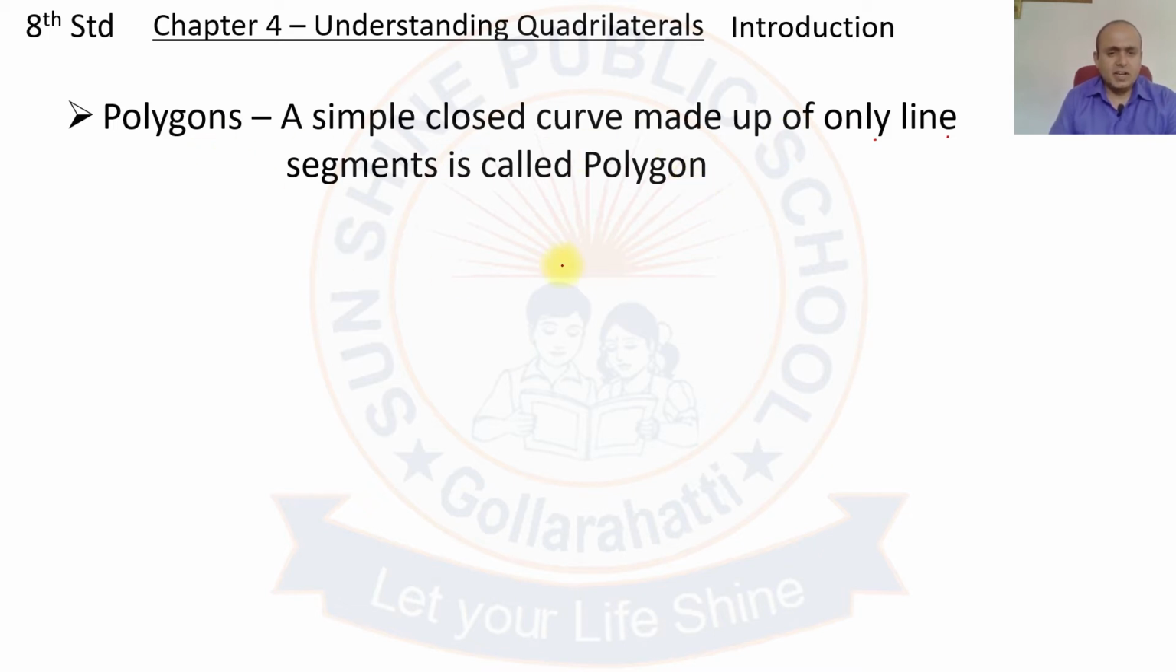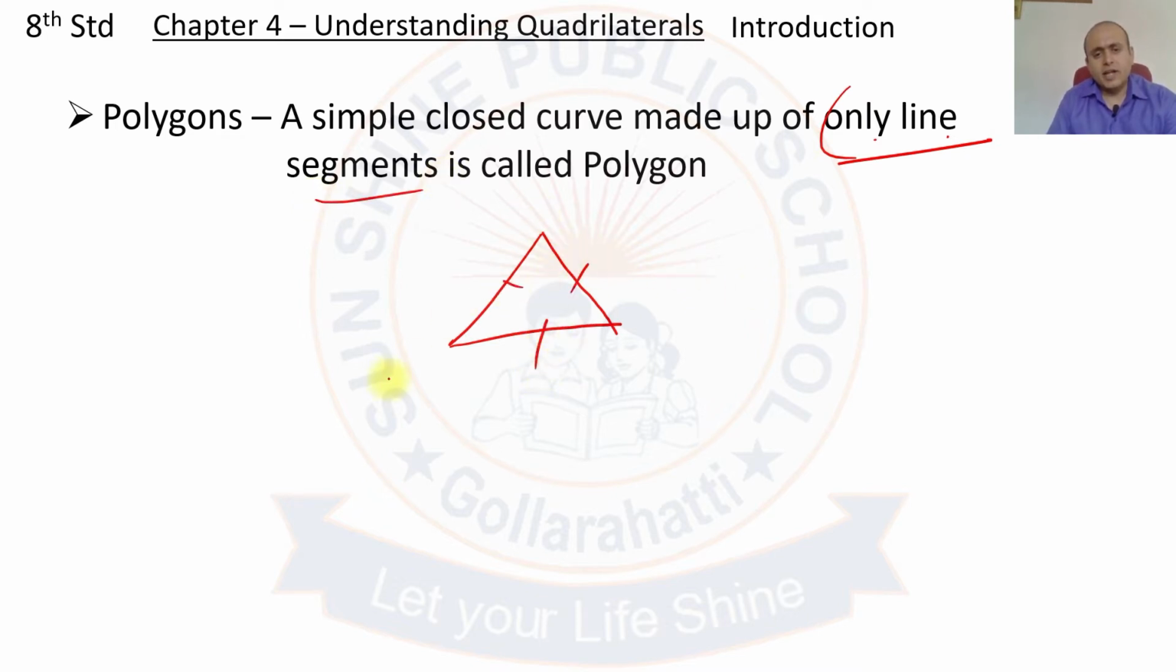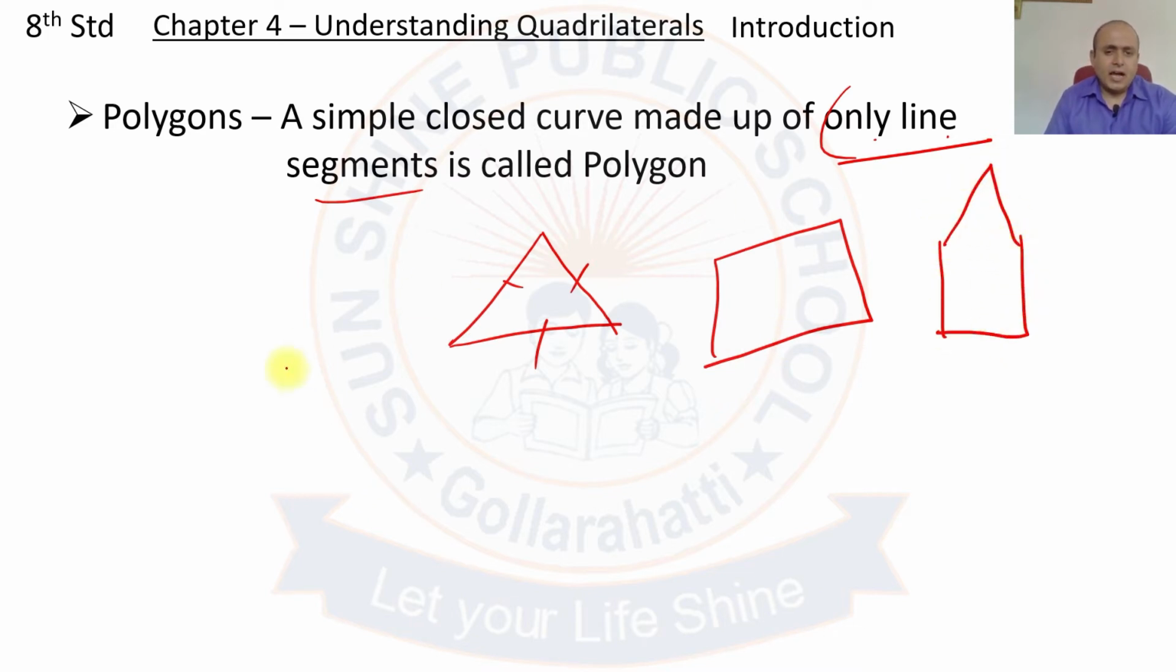So, polygons. A polygon is a simple closed curve made up of only line segments. It should be a simple closed curve and it should be made up of only line segments, and that is called a polygon. Here I have drawn a three-sided polygon. This is called a three-sided polygon. We can draw a four-sided polygon and a five-sided polygon. I can draw a polygon with as many sides as I want. So all the figures which are closed and made up of line segments are called polygons.